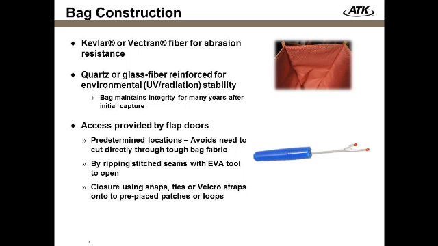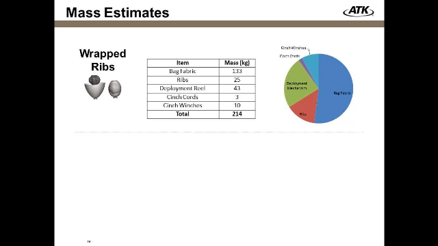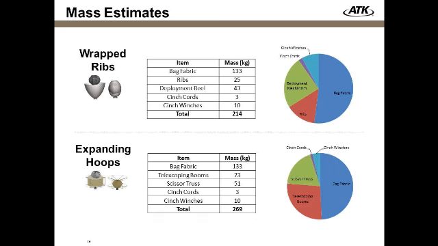We looked at bag construction. We've got experience with Kevlar and Vectran, which are very strong elements. Again, for this application, you've got some UV radiation stability you need to look into. We also talked about maybe including some flaps or doors in certain locations that would allow easy access, and then even folding it back up to the specific asteroid that we grabbed. We did some weight estimates. So the wrapped rib came in at about 214. The expanding hoops came in at about 270. So again, the primary driver here was the ribs versus the telescoping booms as more of a mass-saving approach, and stowing volume.